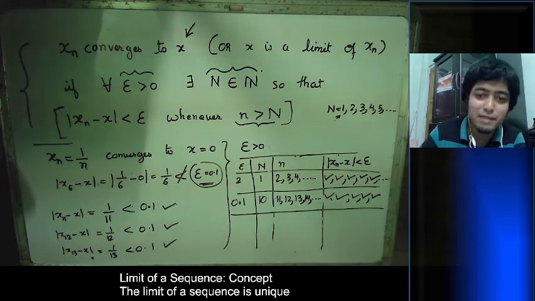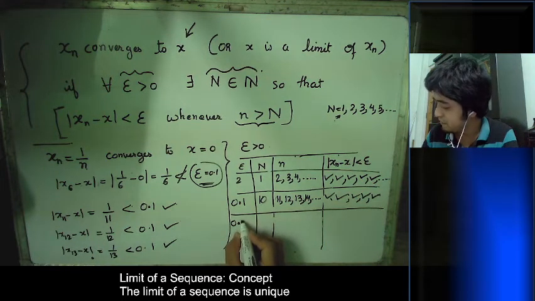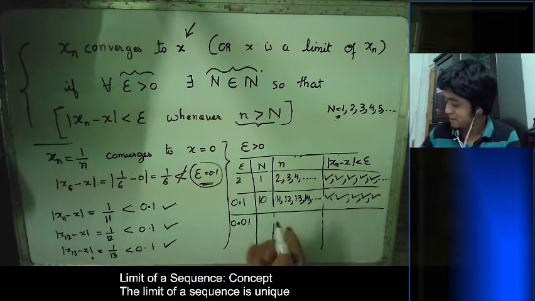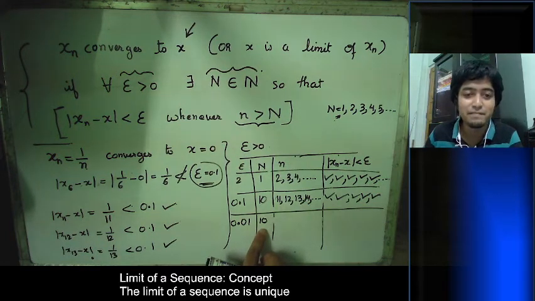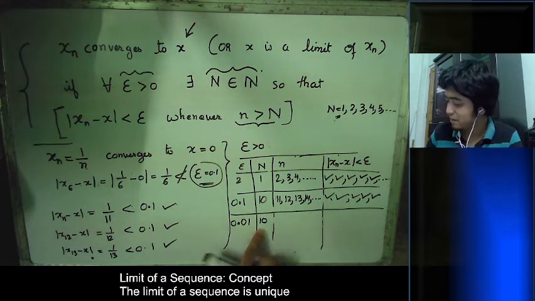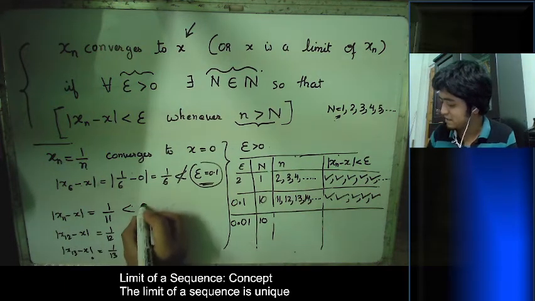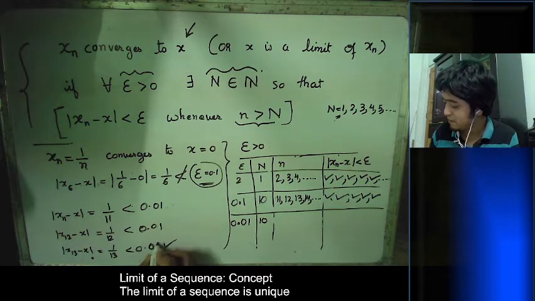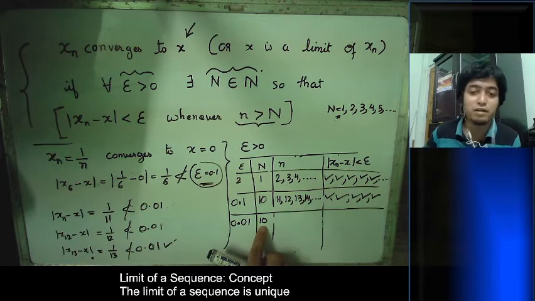Now I will make it more difficult. Let us say I give you 0.01. If you take n equal to 10, again it will not work, because 1 by 11, now the value has changed, epsilon has changed. I am giving you another epsilon, 0.01, and it does not work. So 10 will no longer work.